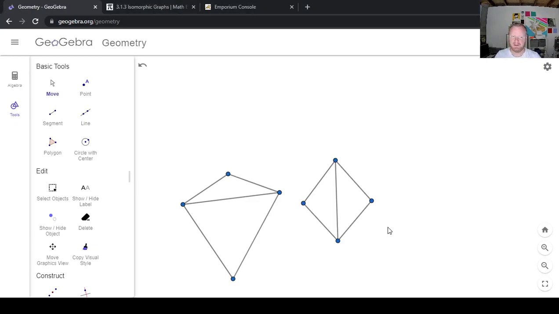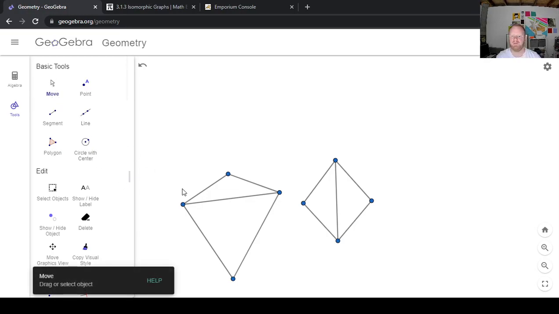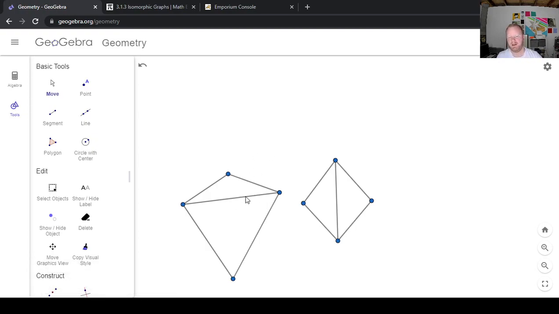Hi everyone, this video is about isomorphic graphs. I think rather than define it first, I'm going to show you what I mean by isomorphic. So I've got two graphs here, and they don't appear to be the same, right? One of them's got this horizontal line, one of them's got this vertical line.